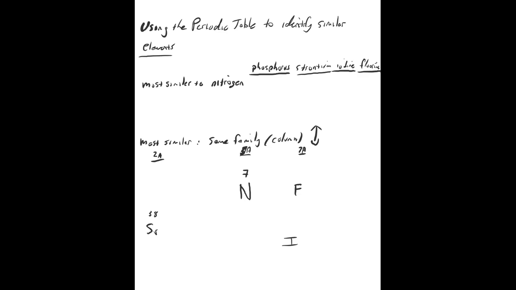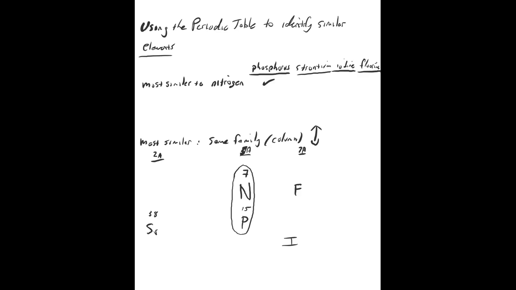Okay. So the last option here is phosphorus, and phosphorus is right below nitrogen. It's element number 15. So there's your answer. Phosphorus is the one that's going to behave most similarly to nitrogen because it's in the same family. It's in the same column. So right there would be phosphorus.